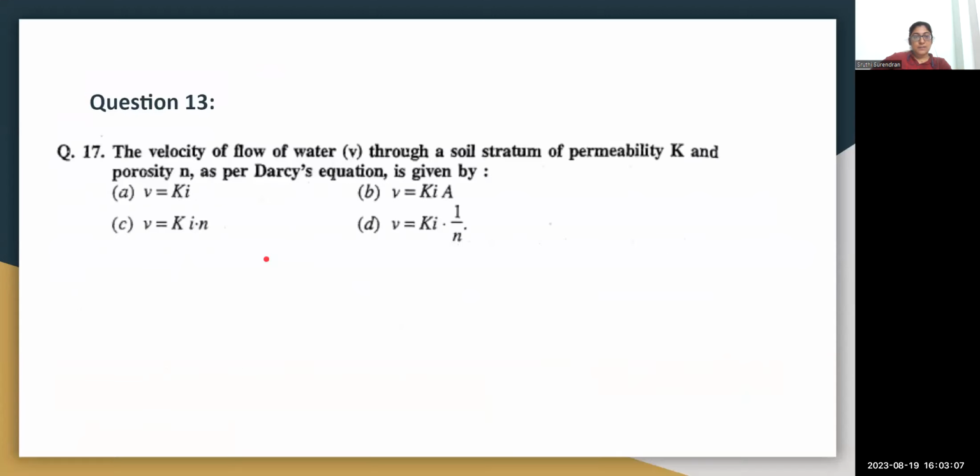Next question. What is the velocity of flow of water through a soil stratum of permeability K and porosity N given by? Correct. So option A. We learned how V is equal to K into I. This option, if it was Q over here, it would have been right, Q equals K into I into A. So option A is the correct answer.